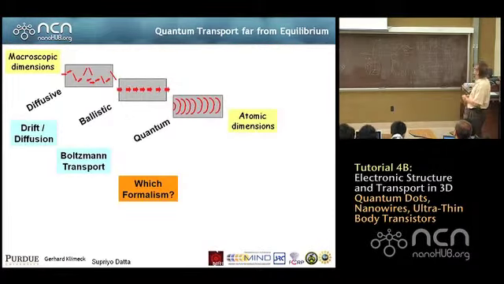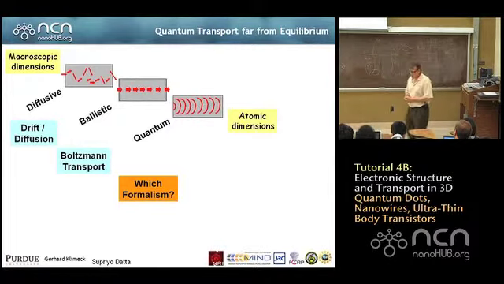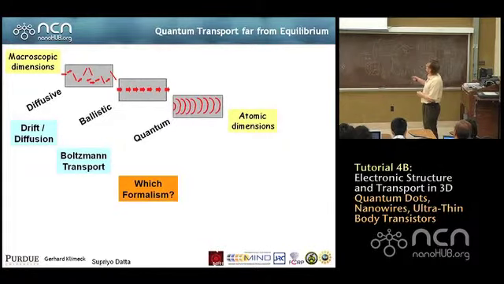Right. So this is a slide you might have seen sometime this week already in some form. As we are making devices smaller and smaller, we go through a regime of diffusive to maybe ballistic transport and then quantum transport down to the atomic domains, right?